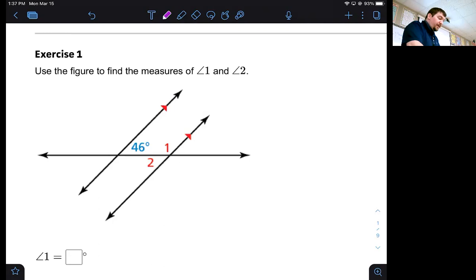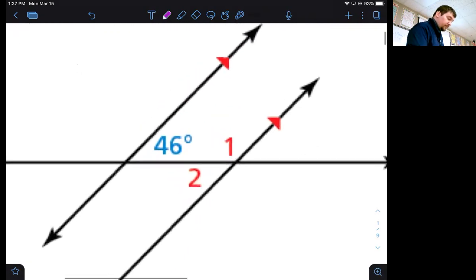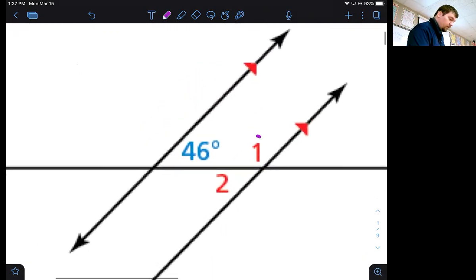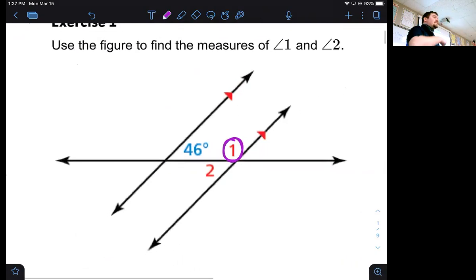Number 1 says use the figure to find the measure of angle 1 and the measure of angle 2. So let's do angle 1 first. Any special relationship between the 46-degree angle and angle 1? No, not a special one. So if it's not vertical, corresponding, alternate interior, or alternate exterior, then it must be what, Caroline? Supplementary. They're going to add to 180.